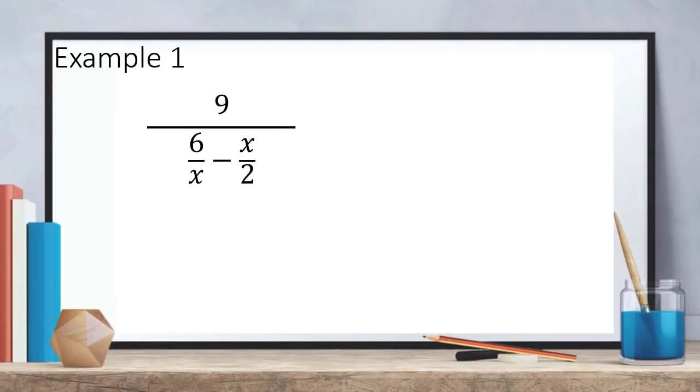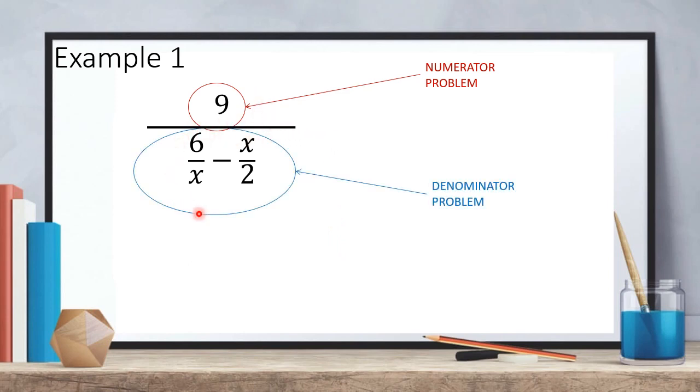Now we are ready. Let's start. So the first step is to know where the main dash is. Everything above is the numerator problem. Everything below is the denominator problem. Now, the numerator is already simplified, 9, but the denominator problem we should simplify. We should work with it.